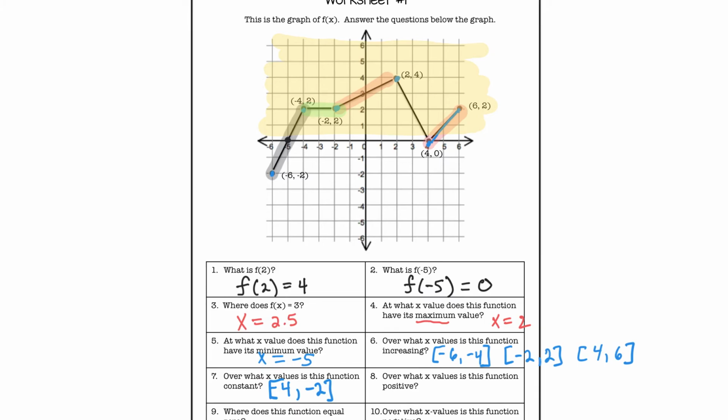So over what x values is this function positive? Well, we know it starts at -5, and it goes all the way to 4. And I'm going to use brackets since those are your starting points. And then also, it's also positive from 4 to 0.